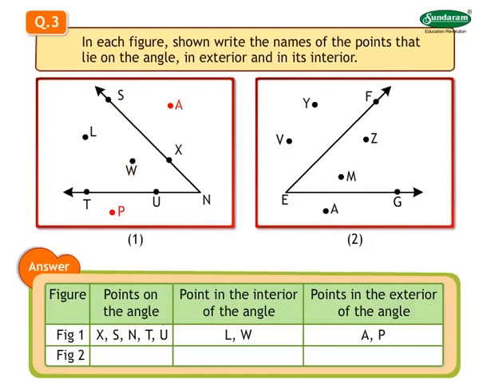Number 2. In this figure, points F, E, G lie on the angle. Points M, Z are in the interior. Points A, Y, V are in the exterior.